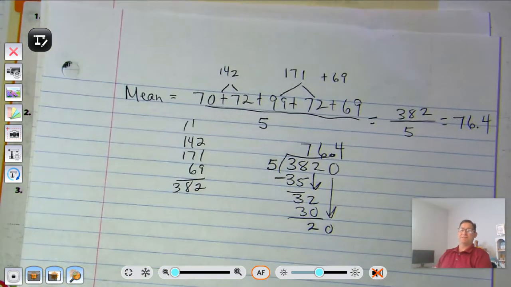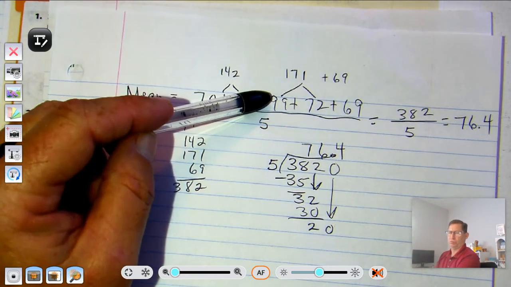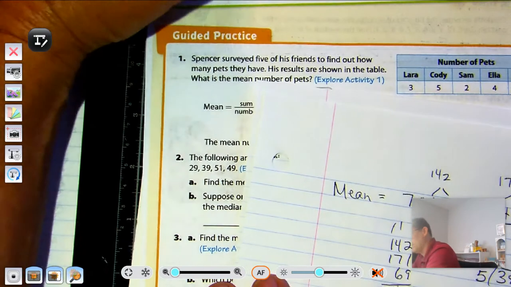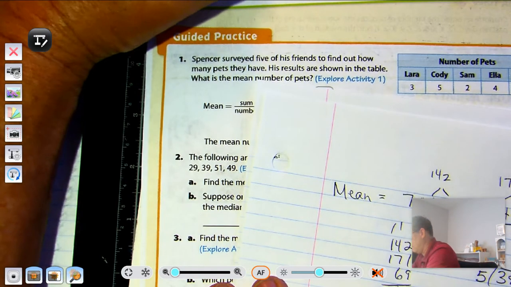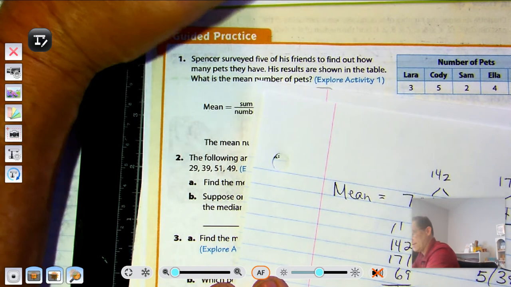So we come up with a mean of 76.4. That's close to that, close to that. Oh, not close to that. 72, 69. So the mean is 76 and 4/10.